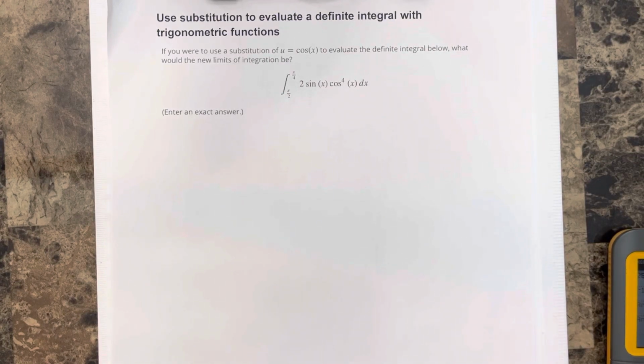In this video, we're going to use substitution to evaluate a definite integral with trigonometric functions. It says if you were to use a substitution of u equals cosine x to evaluate the definite integral below, what would the new limits of integration be?